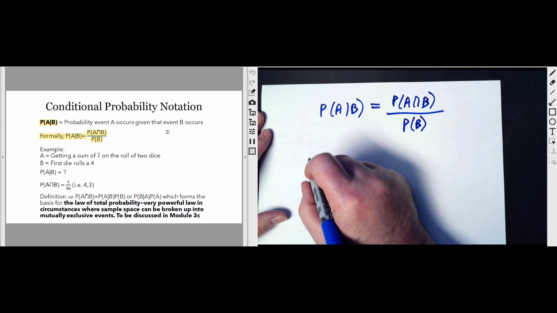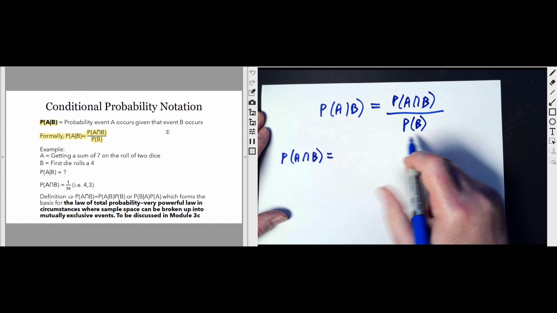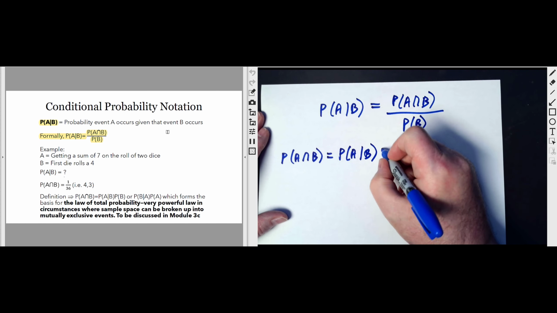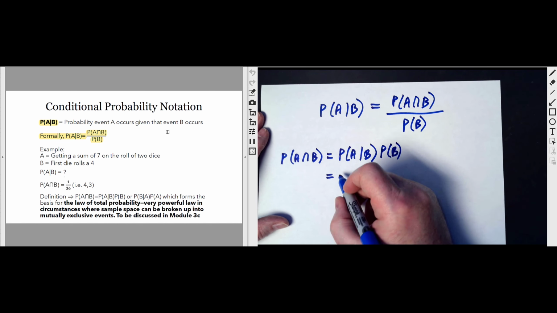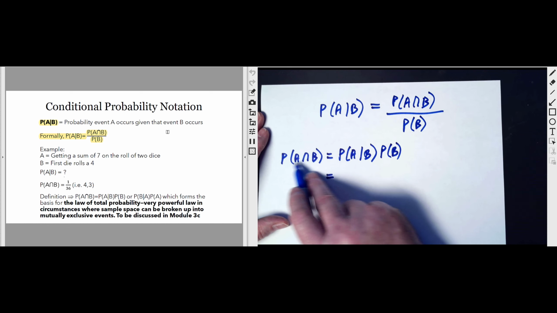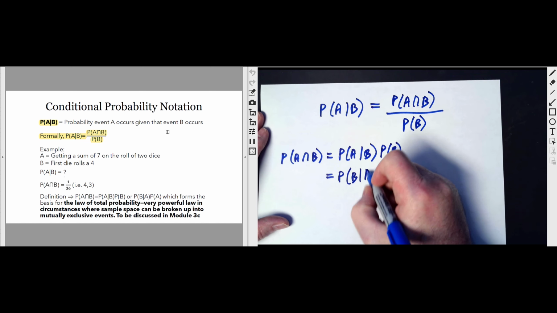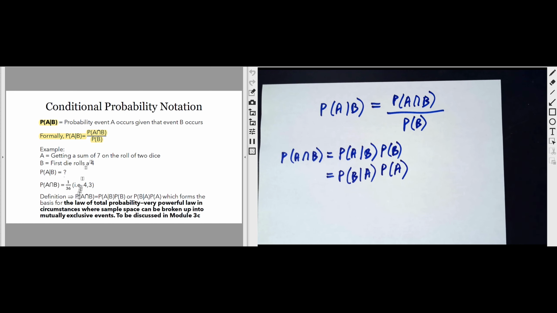We rewrite that to say that the probability of A given B times the probability of B equals the probability of A and B. And it shouldn't take you more than a moment to realize that the probability of A and B is the same as the probability of B and A, and so that's the same as the probability of B given A times the probability of A. Okay, this is the basis for what's going to be described in the next module as the law of total probability.